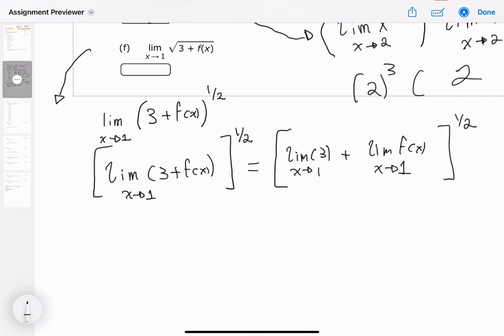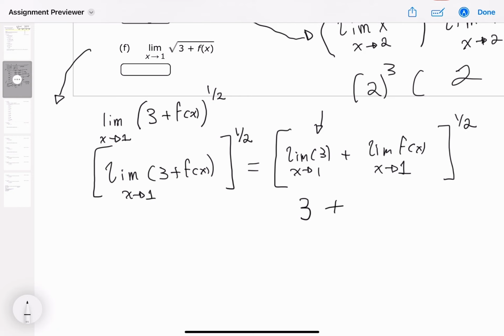Here, there's another property you need to remember. What is the limit of a constant? This is a constant because the number 3 doesn't have an x there. So it doesn't matter what number you are approaching, this will always be 3 because that is just a constant.